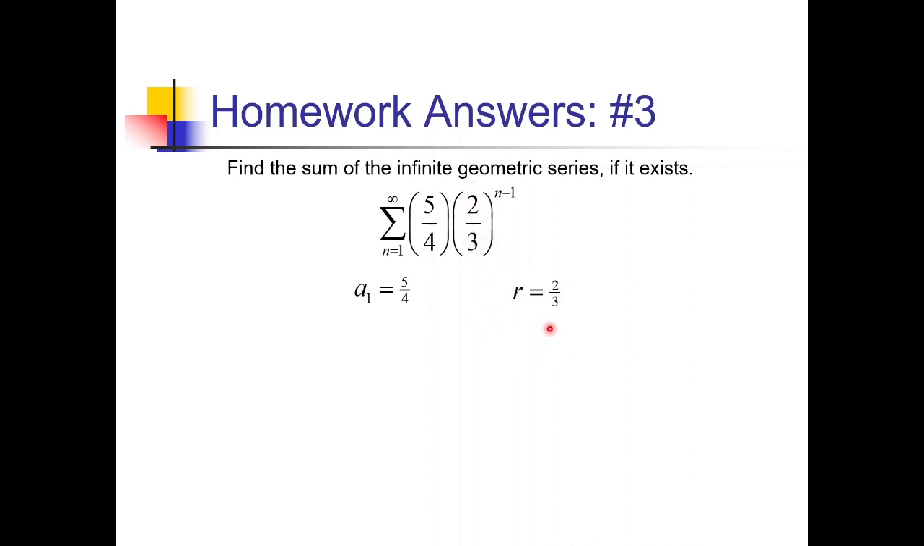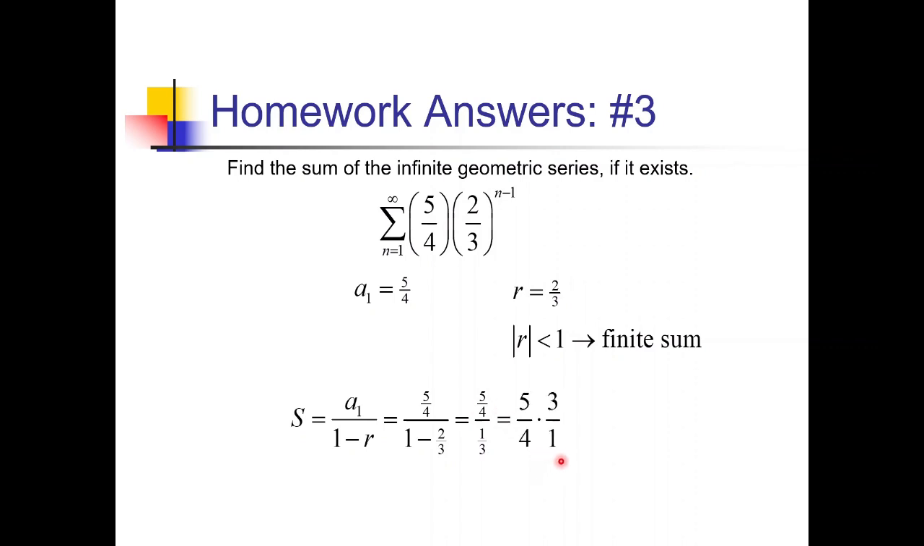And since the absolute value is strictly less than 1, that means that this does have a finite sum. So let's do our formula. That's a1 over 1 minus r. So 5/4 over 1 minus 2/3. So 5/4 over 1/3. And then if I same change flip this, I've got 5/4 times 3 over 1. So this will be 15 over 4 for my final answer.